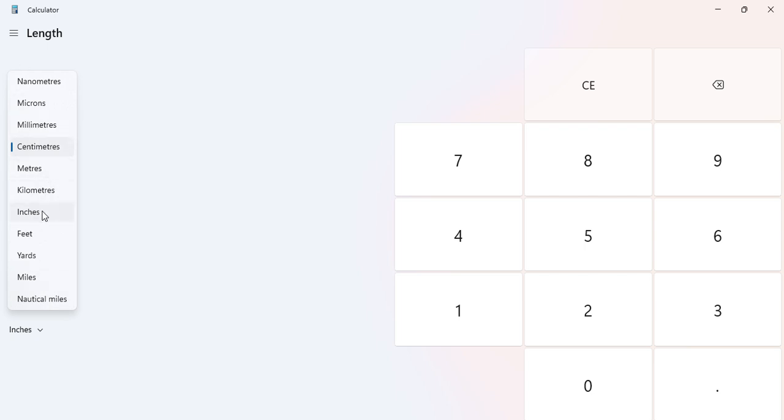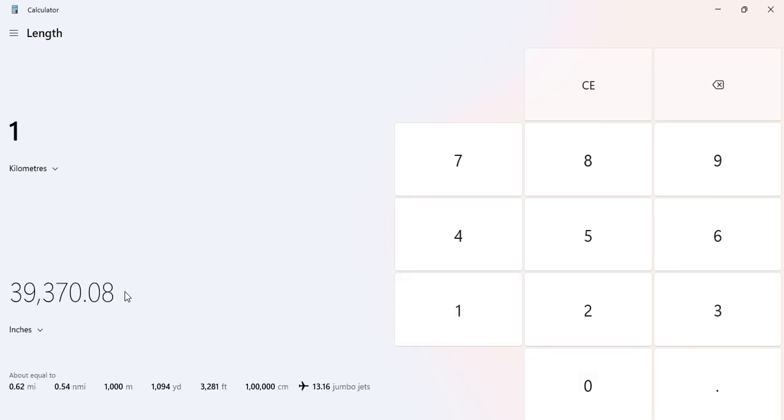We can convert. Suppose a kilometer. If you want to convert kilometers to inches, 1 kilometer equals 39,370.08 inches, right? So that you can find. Of course, we can find the same thing in miles and meters, yards and feet. Nanometers, millimeters, etc. Like that we can find every piece of information.